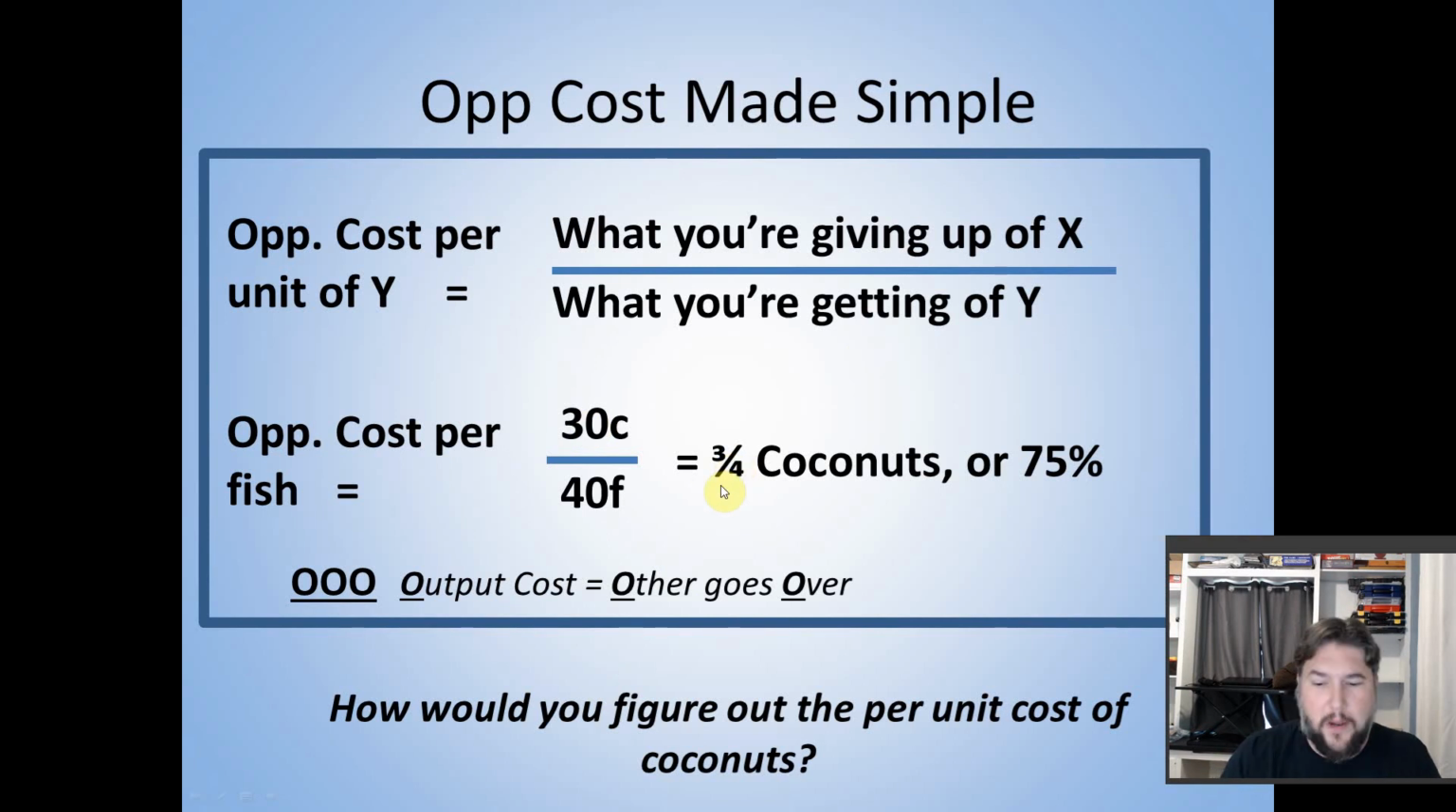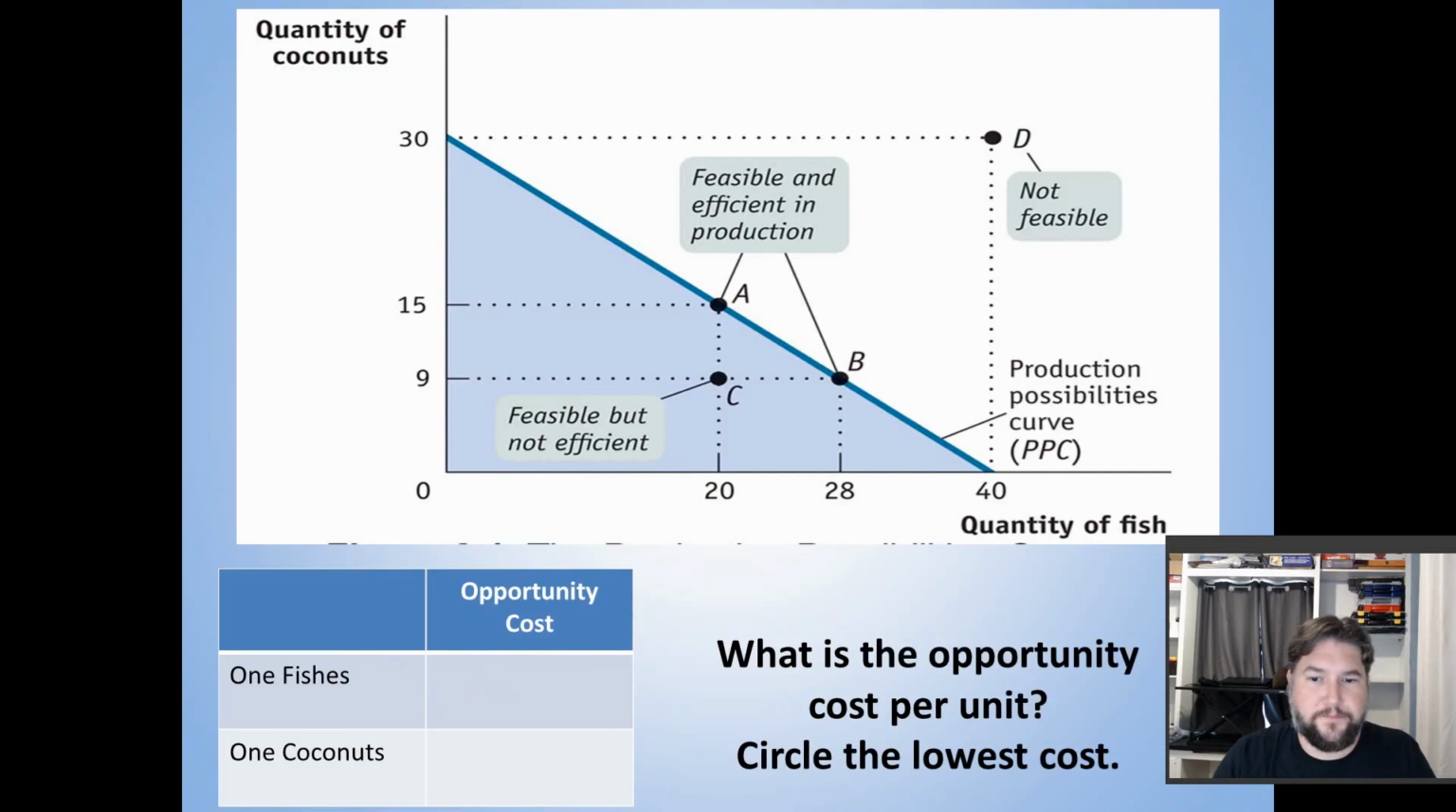The actual AP exam, no calculators, so most of the math you see is going to be kind of like this. You'll see a lot of thirds and stuff like that as well. All right, so one fish, the opportunity cost is 3/4 of a coconut. It's not even a whole coconut. Otherwise, one coconut's 1 1/3 fish. So this person's better at it.